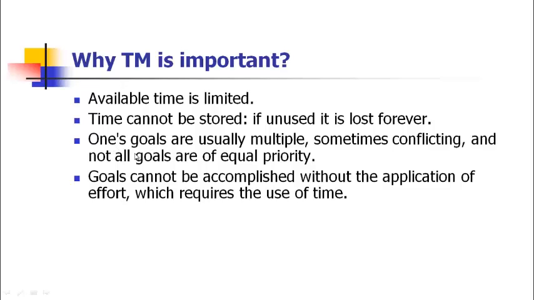The next point is that one's goals are usually multiple, sometimes conflicting, and not all goals are of equal priority. So you need to weigh your goals. You have multiple goals, and some of them are very crucial to you, some are conflicting with other goals, and those goals are not of equal priority. Some may be of high priority, some of low priority, some of medium priority, so that you can judge what matters a lot to you, and you need to set your goals accordingly.